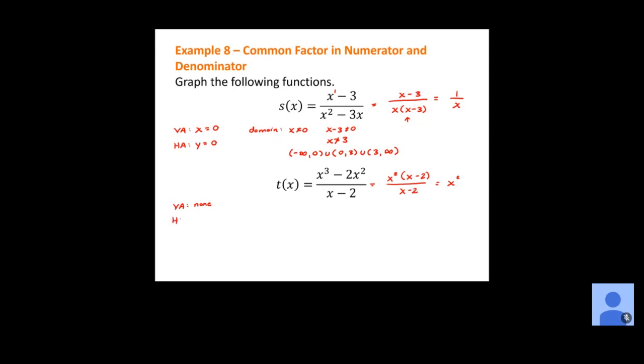What about horizontal asymptote? None, right? So this is one of those cases. Notice here we have a 3 as our degree in the numerator, a 1 is the degree in the denominator. If the degree in the numerator is bigger than the degree in the denominator, then we just say there are no horizontal asymptotes. Right. Now, what about domain this time?